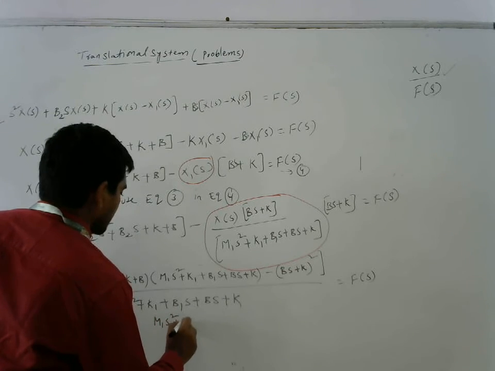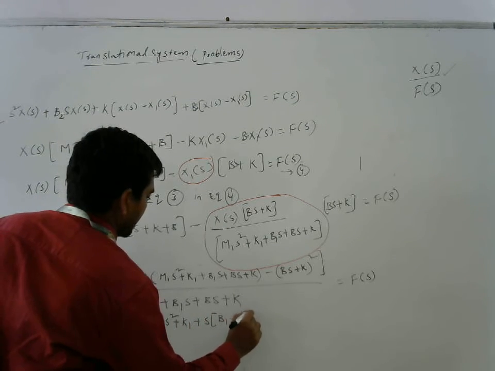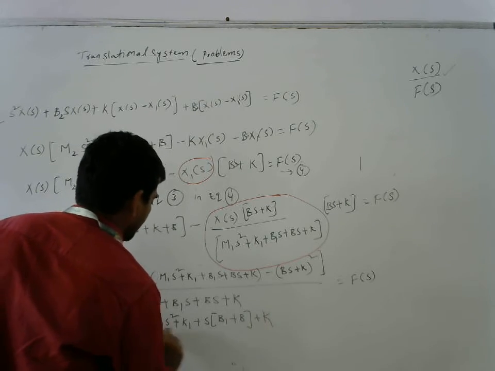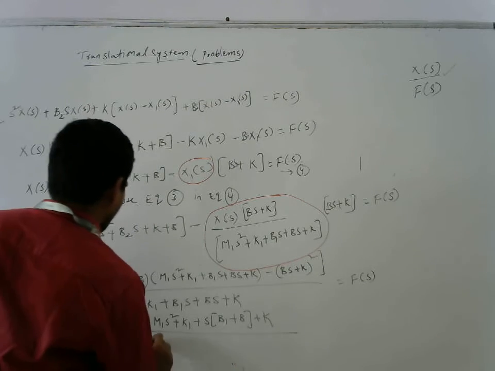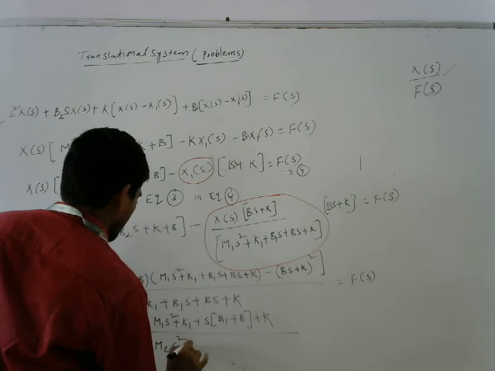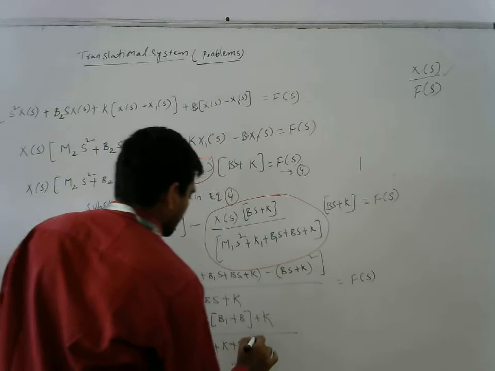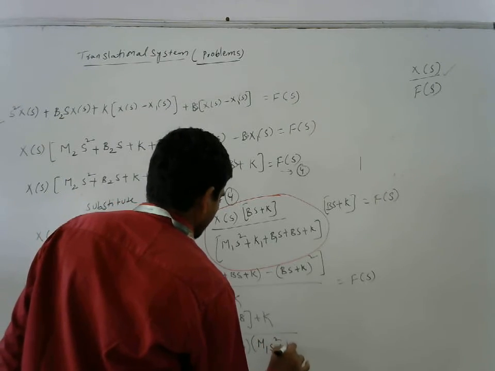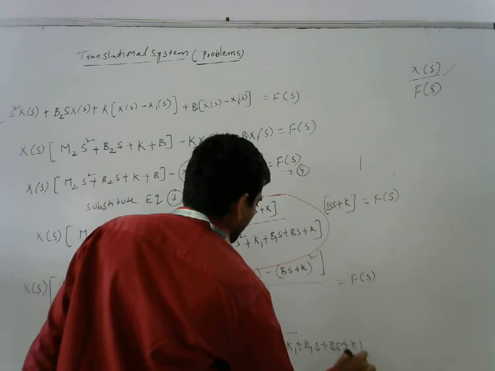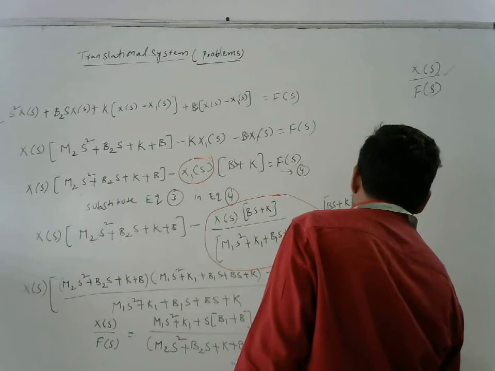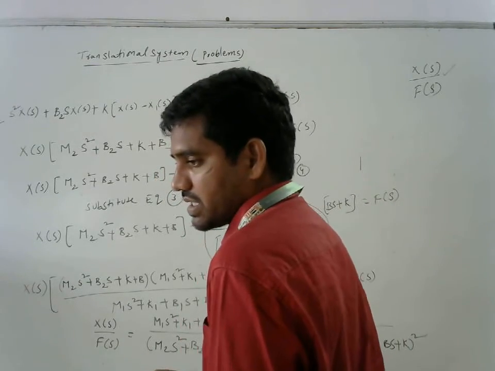m1 s square plus k1 plus s into b1 plus b plus k whole divided by, if you are simplifying, you can simplify, otherwise you can leave it like this, no problem: m2 s square plus b2s plus k plus b into m1 s square plus k1 plus b1s plus bs plus k minus bs plus k whole square. This is your final x of s by f of s value.